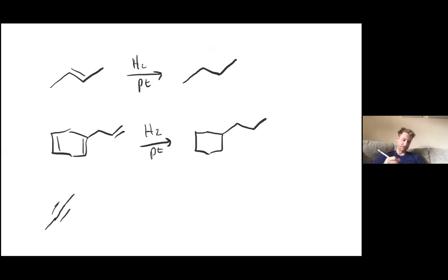So throw in this butyne here with H2. This could fully reduce this. It's not going to stop at an alkene, it's going to reduce it all the way down to the alkane.